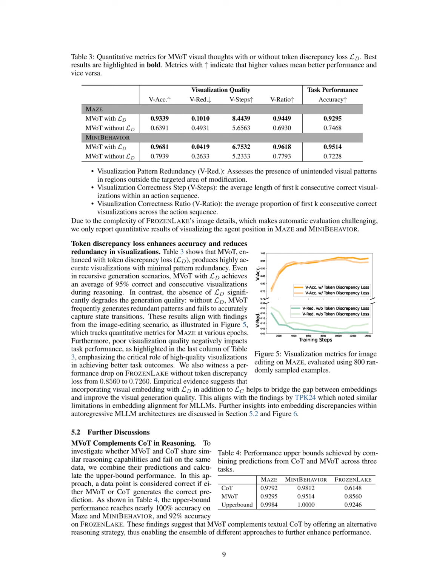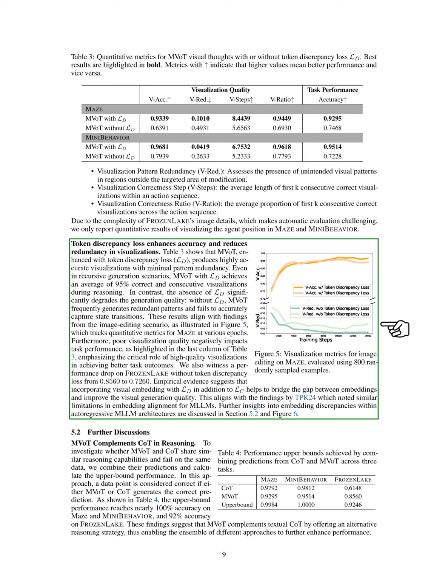Section Summary. In this section, we evaluate the performance of our MVoT model in generating multimodal thoughts and visualizations, demonstrating over 15% accuracy improvement when integrated with GPT-4o. We also identify key metrics for assessing visualization quality, revealing that incorporating token discrepancy loss significantly enhances accuracy and reduces redundancy in visual outputs, which is crucial for effective task performance.